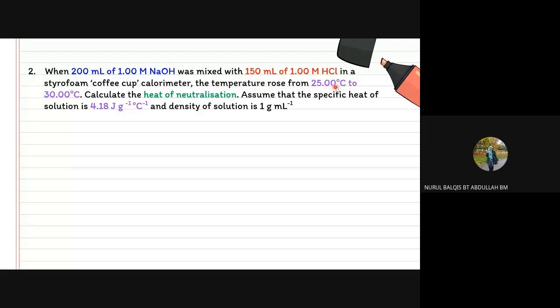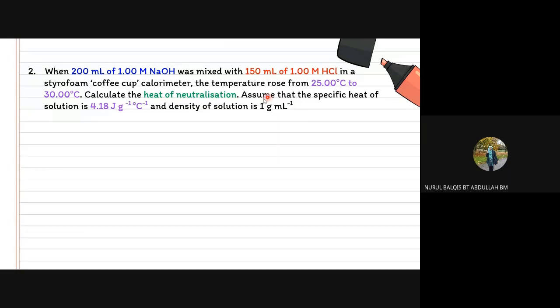Okay, the temperature rose from 25 to 30 degrees C. Calculate the heat of neutralization. So basically this starts from Q, goes to number of moles, then you will get the delta H. They also gave the specific heat of the solution as 4.18 joule per gram per degree C. It means for both NaOH and HCl combined, we will use this small letter c. And the density is 1 gram per mL.